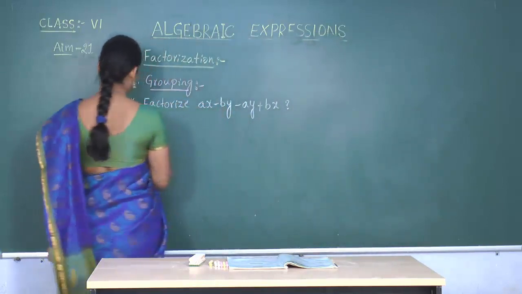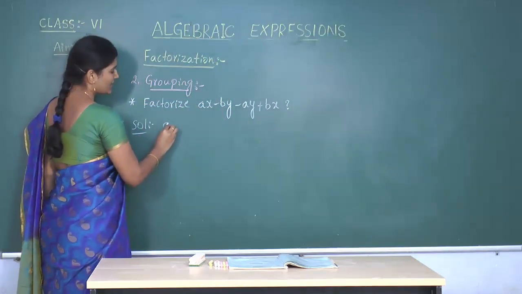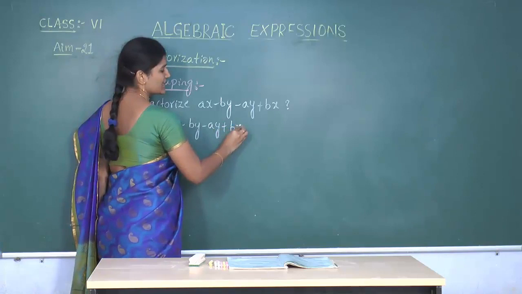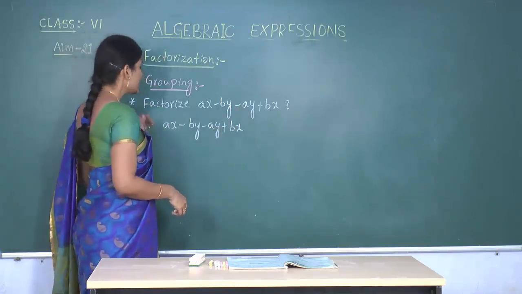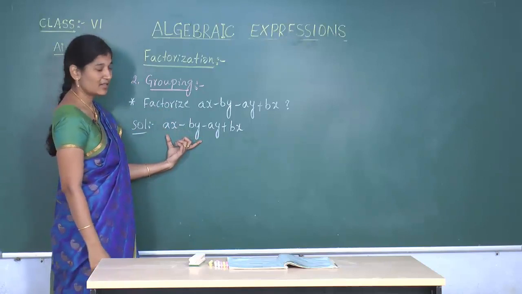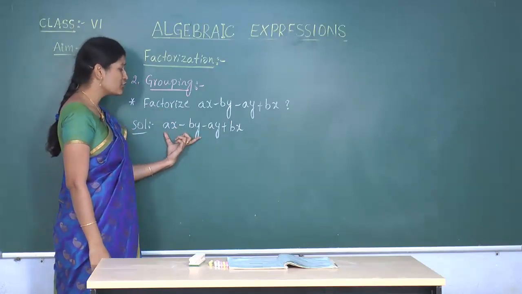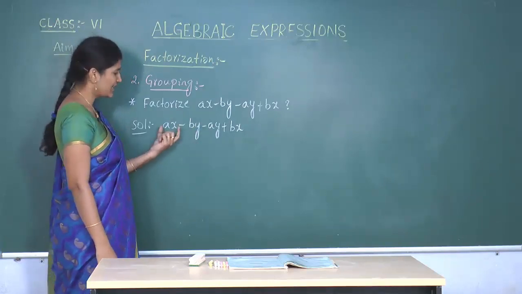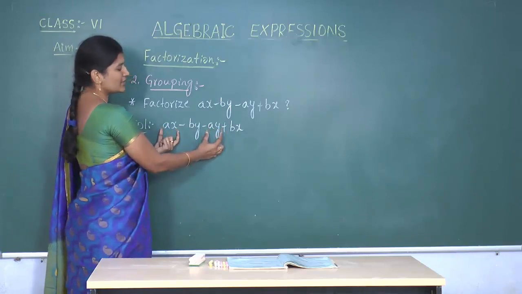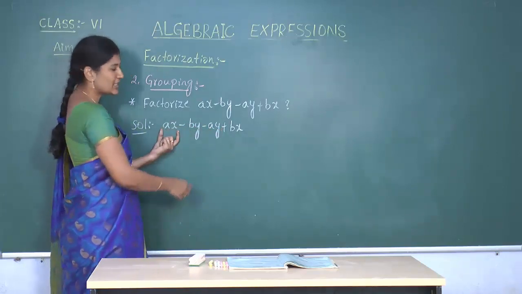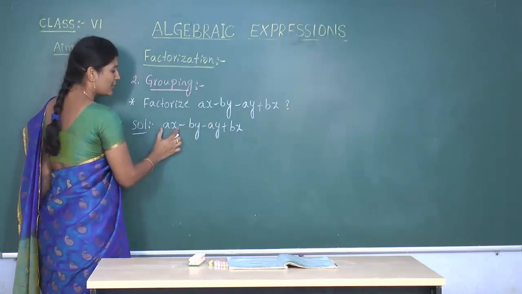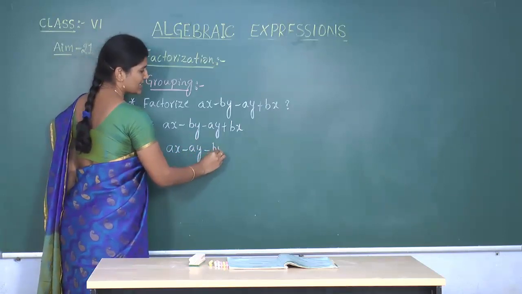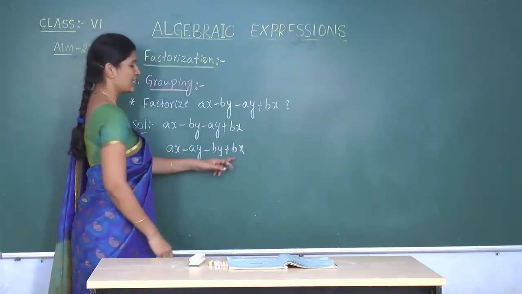Which means, now I am writing the given problem first, that is AX minus BY minus AY plus BX. And here observe this one, AX and BY. This group does not contain any common factor. That's why I am grouping the terms differently. Here AX and AY, in these both terms I have A as a common factor. That's why I am grouping these two terms. So AX minus AY I am writing here, and next minus BY plus BX I am writing here.